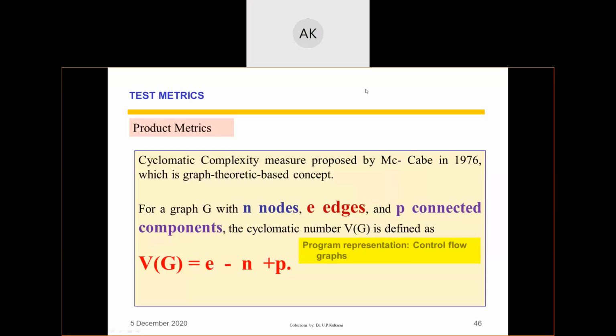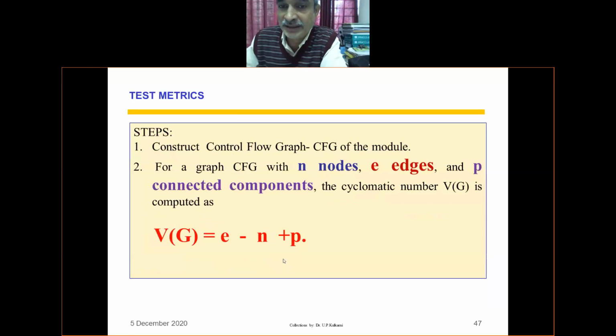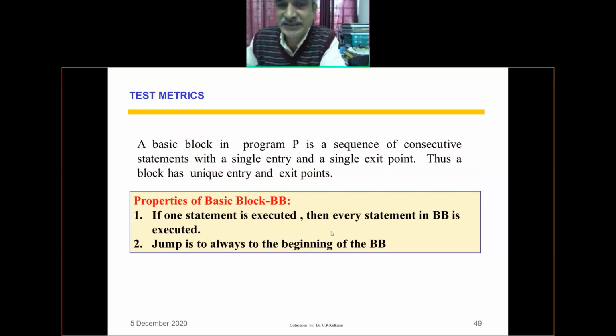Good morning. In the last class, we went through the product metrics, and under this, we went through the cyclomatic complexity measure. This is proposed by McCabe, we know that, and the formula is E minus N plus 2P. Just to summarize, you construct basic blocks, and using them you construct the graph, connecting the different basic blocks.